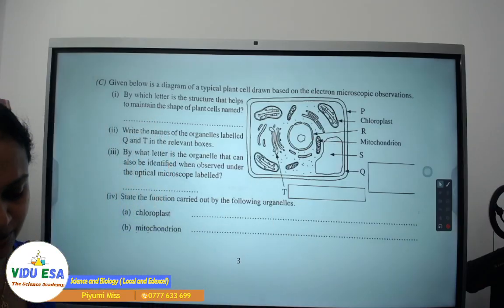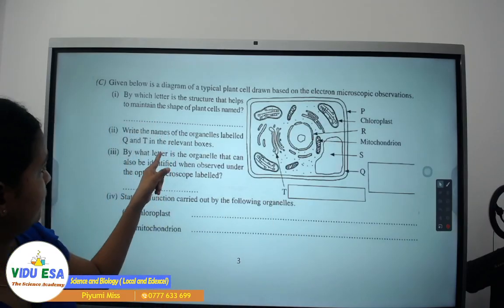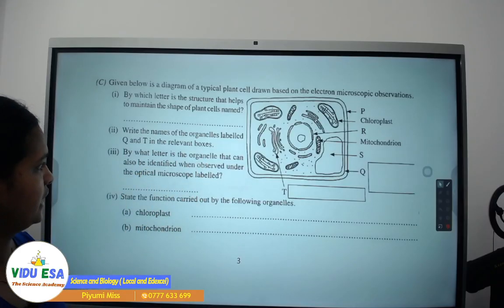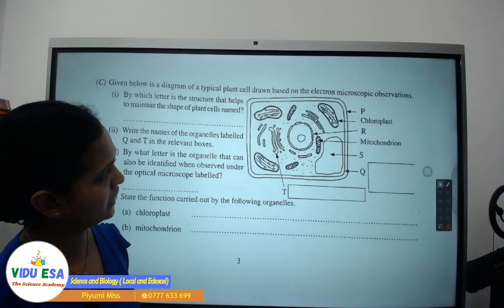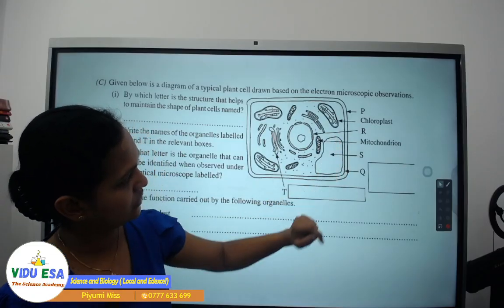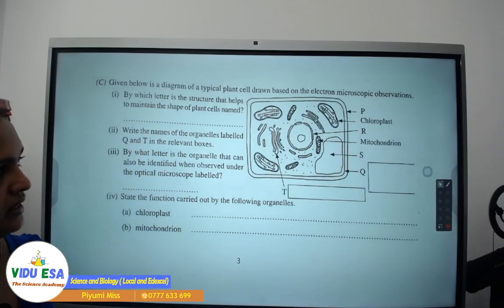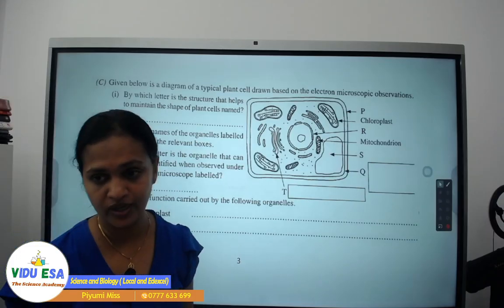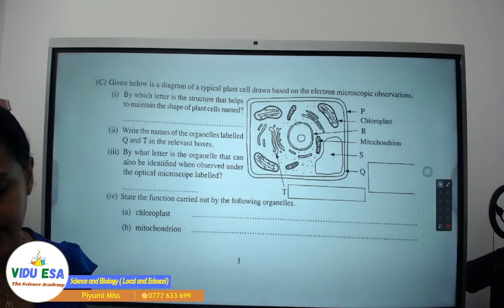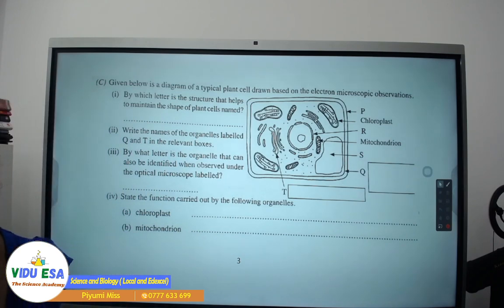So what is asked here? By what letter is the organelle that can also be identified when observed under the optical microscope? We can see R and also S. We don't consider the cell wall as an organelle. Therefore, we have to say either R or S. 1 mark.